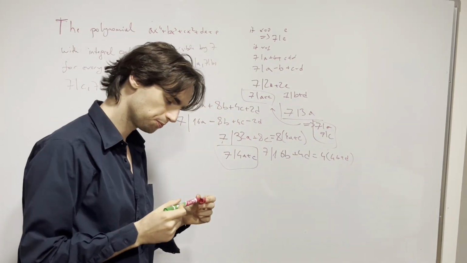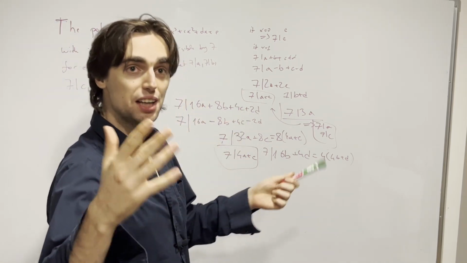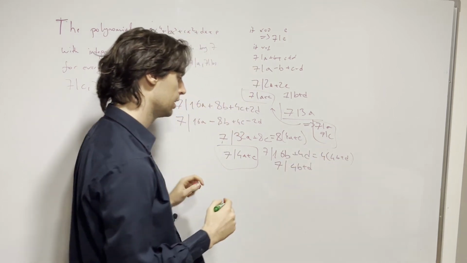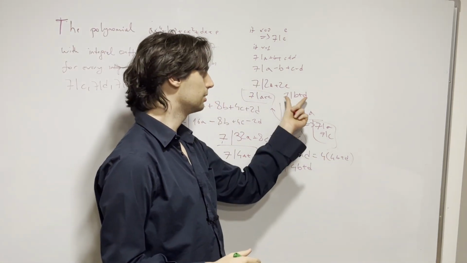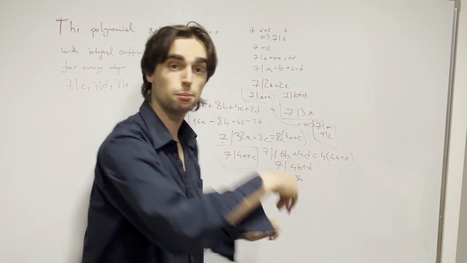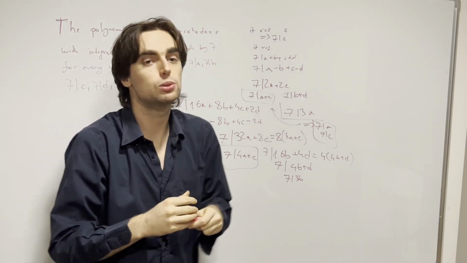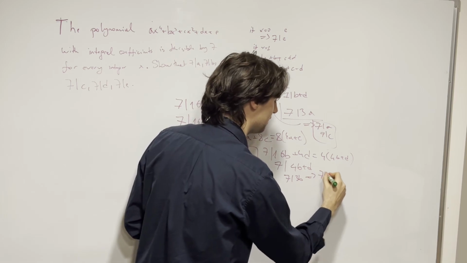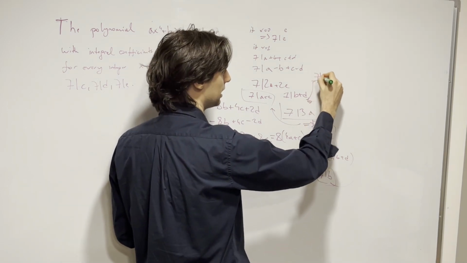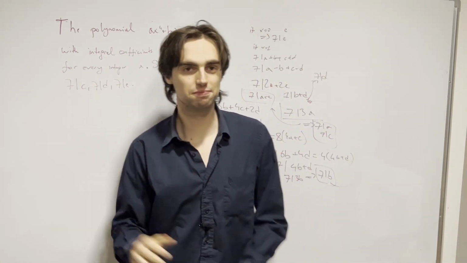7 and 4, what do they have in common? Exactly, they have only 1 in common as a divisor. They're relatively prime, so 7 divides 4b plus d. Now, it divides this. It also divides b plus d, so it divides their difference, which is 3b. 7 and 3 have nothing in common, so 7 must divide b. Because 7 divides b, and it divides b plus d, it follows that 7 divides d. And that is how we've proved that 7 divides a, b, c, d, e, but not g.